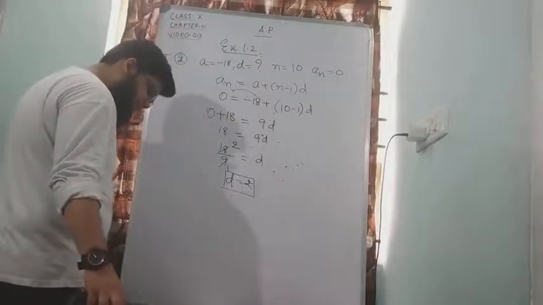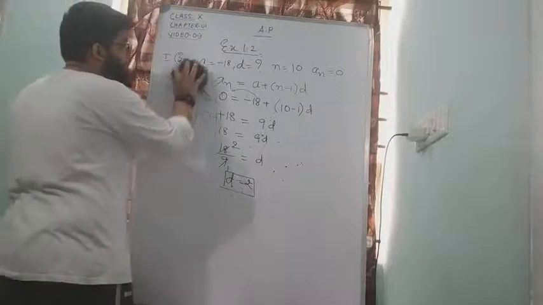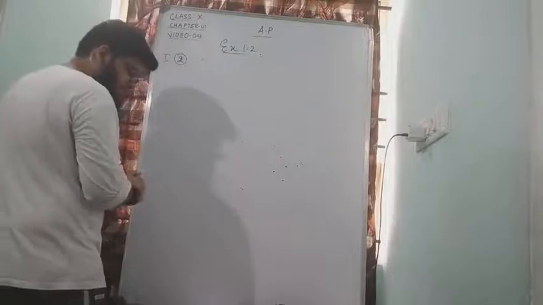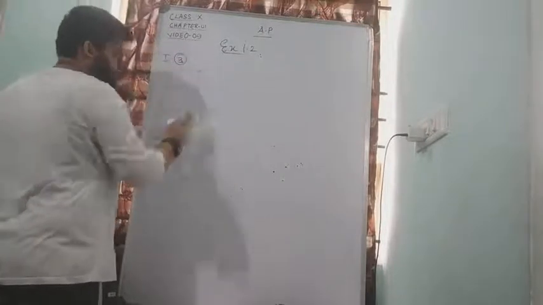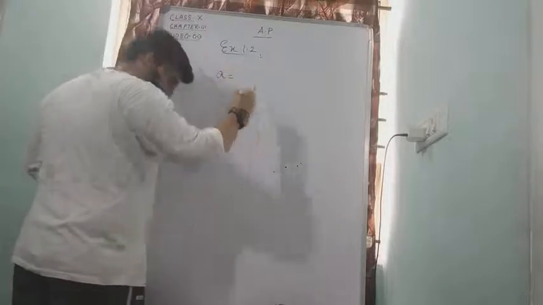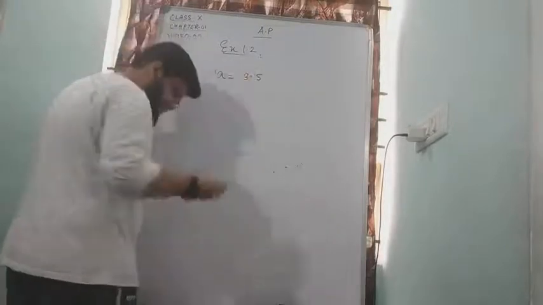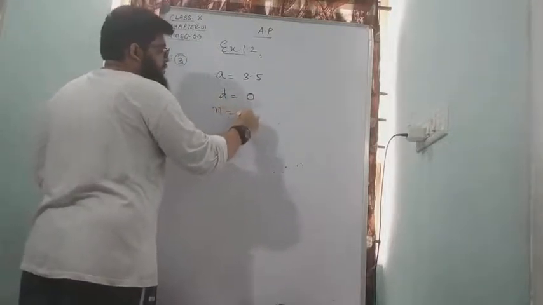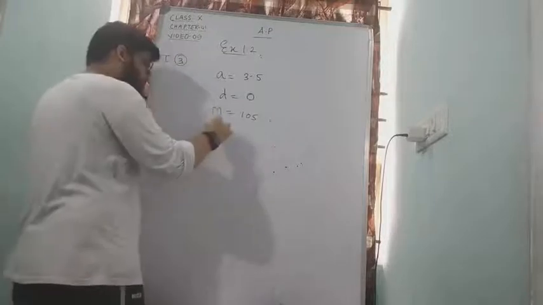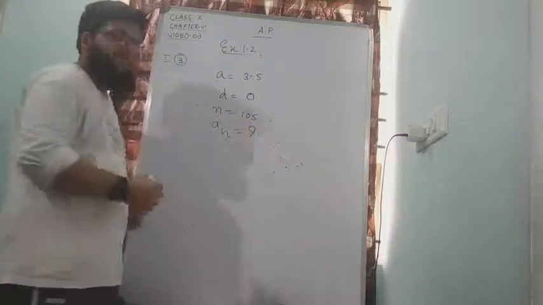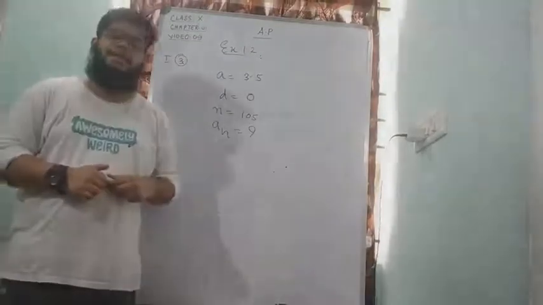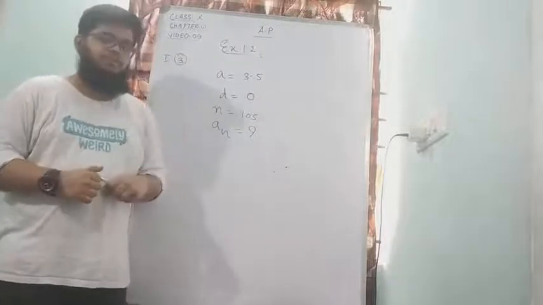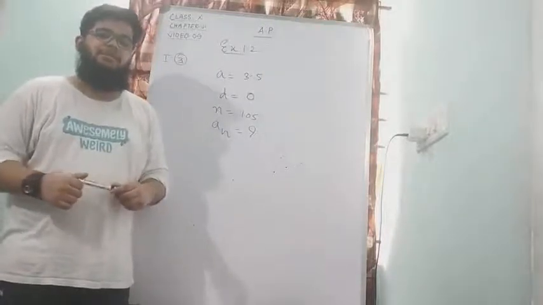So what I will do is, I'll give you one question, and please try that as homework, and we'll continue with the problems in the next class. So for the third question, the value of a will be 3.5, the value of d will be 0, the value of n will be 105, and the value of an is missing. You should find this value of an by making use of the formula an is equal to a plus n minus 1 into d. Please go through the previous problems for better understanding, and we'll continue this in our next class.